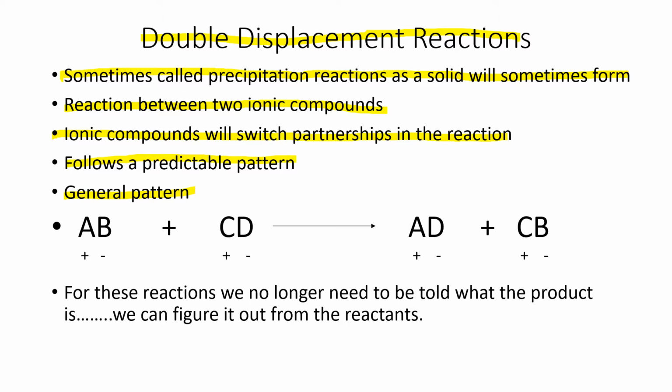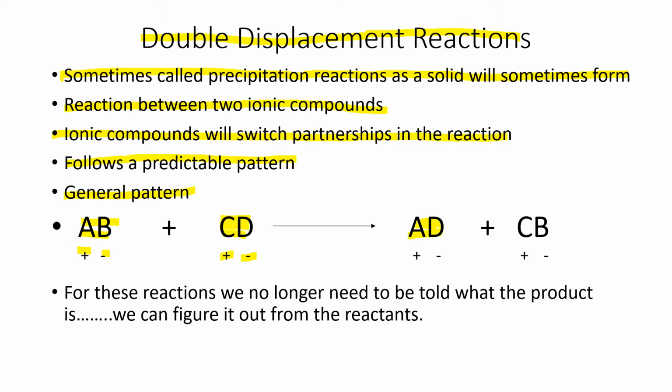So I have ionic compound AB, with A being the positive ion, B being the negative ion. Now I'm going to react that with compound CD, also an ionic compound, with C being the positive ion, D being the negative ion. What I'm going to do is mix and match partnerships. I'm going to take the positive A, which is currently paired with the negative B, and pair it with the other negative ion. So my new partnership is going to be AD.